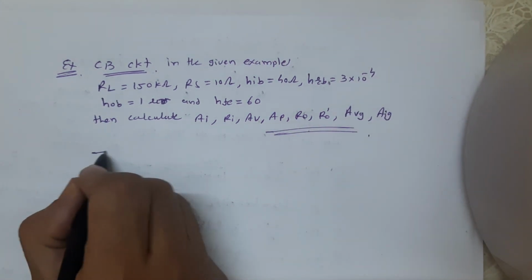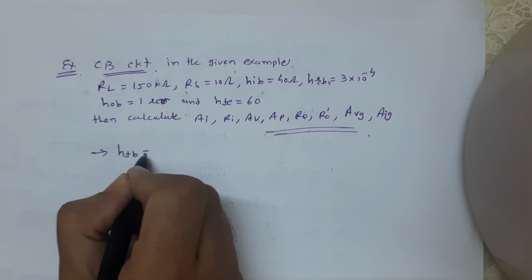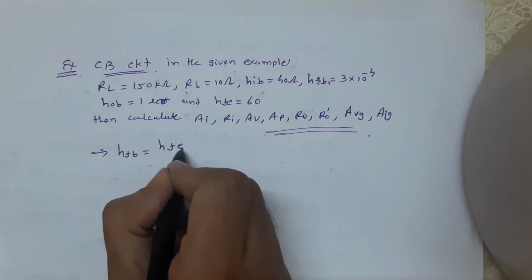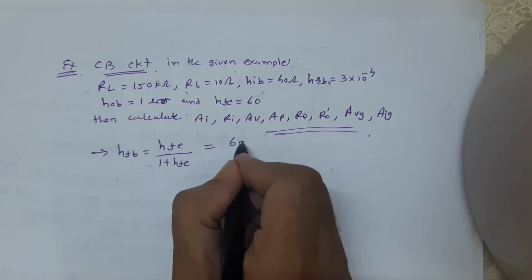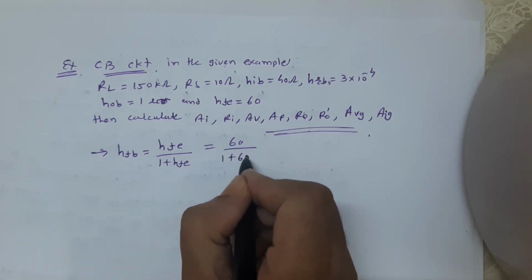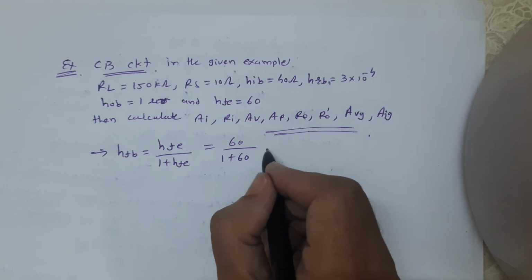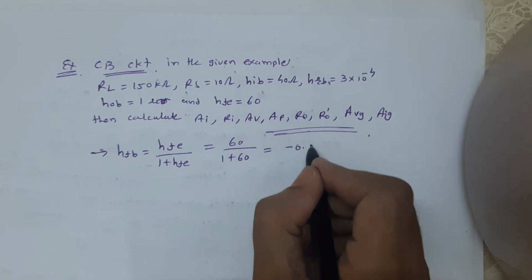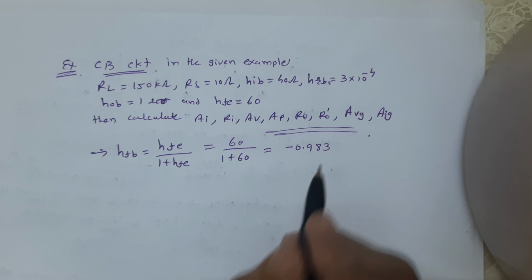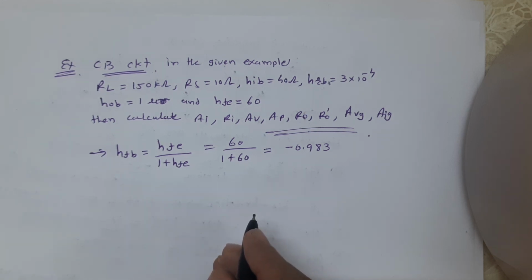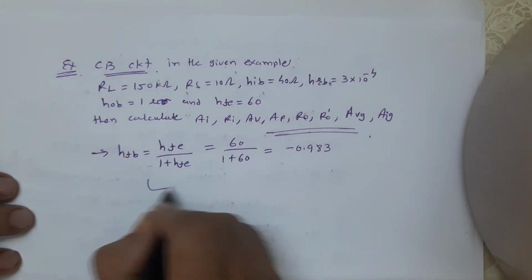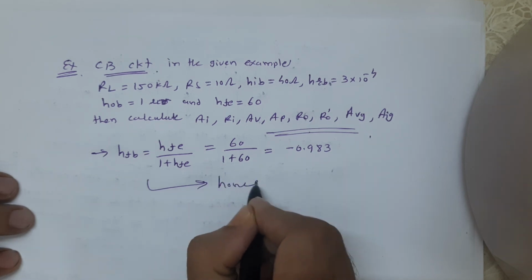I just calculated HFB is equal to HFE upon 1 plus HFE, that is equal to 60 upon 1 plus 60, that is equal to minus 0.983. This is your HFB. Then all the others are your homework.